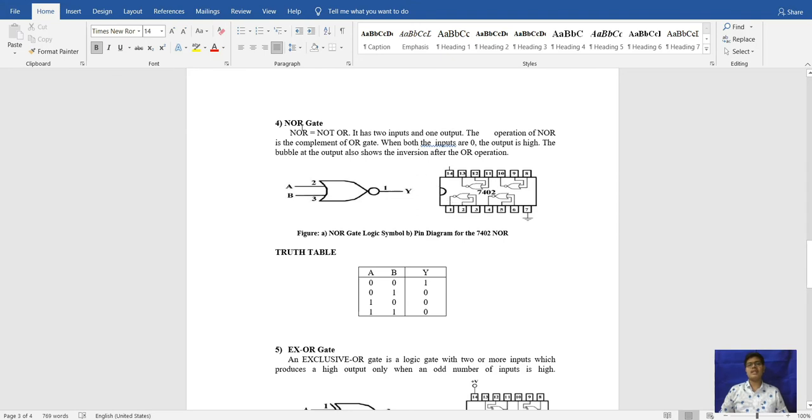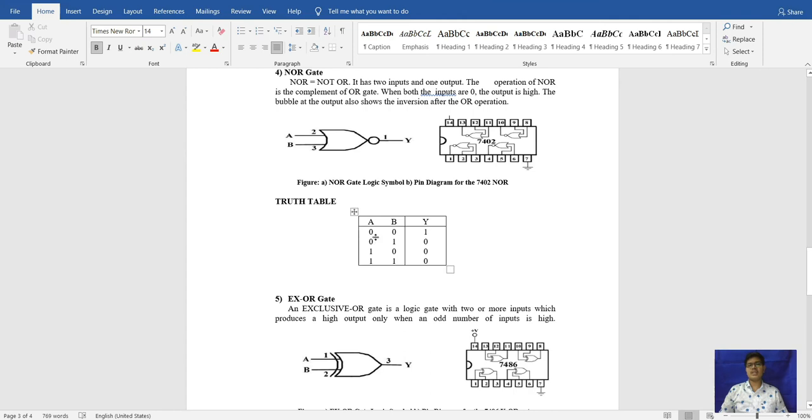Afterward, the NOR gate. The NOR gate is of NOT and OR. Here we give two inputs and we get one output, that is inverted, because in a NOR gate, when both inputs are 0, the output is high. The bubble at the output shows the inversion after the OR operation.